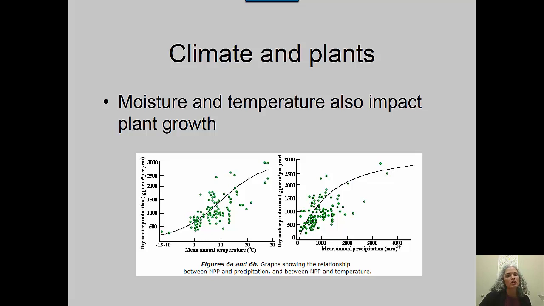So moisture and temperature, whether we're talking about these extreme winter temperatures or in general looking at the temperature and the amount of moisture, we see that they have an impact on plant growth, and they have a huge impact on which communities we find growing in our region.